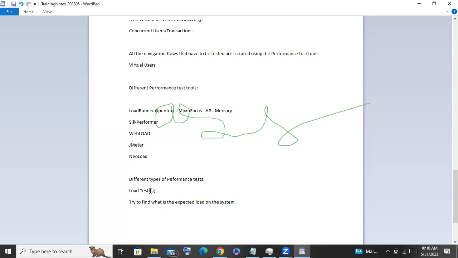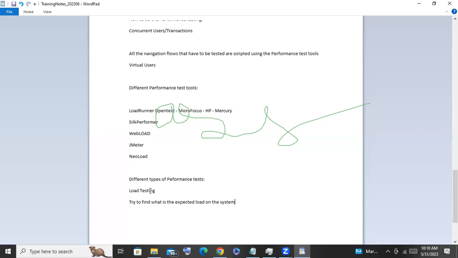Be very careful, guys. A user can log into the application or access the homepage of the application and sit idle. That is not a user in the sense of load. It is the number of transactions also that matters. Okay, clear about it, guys?